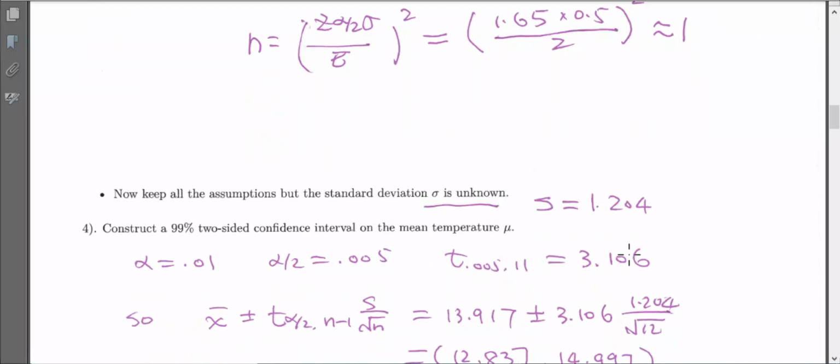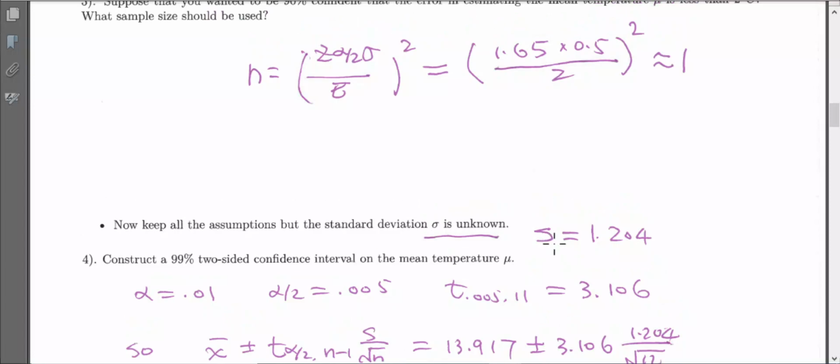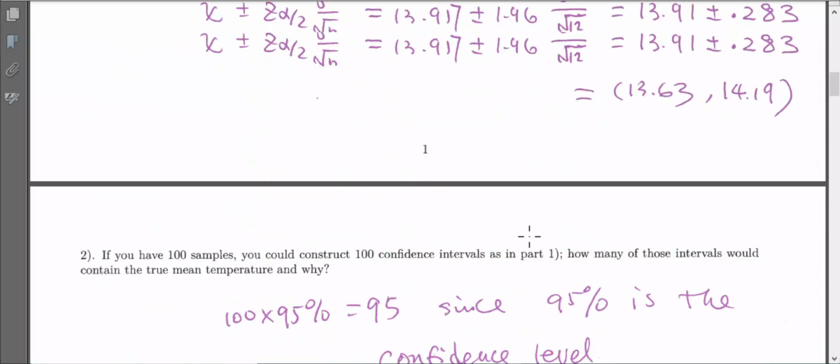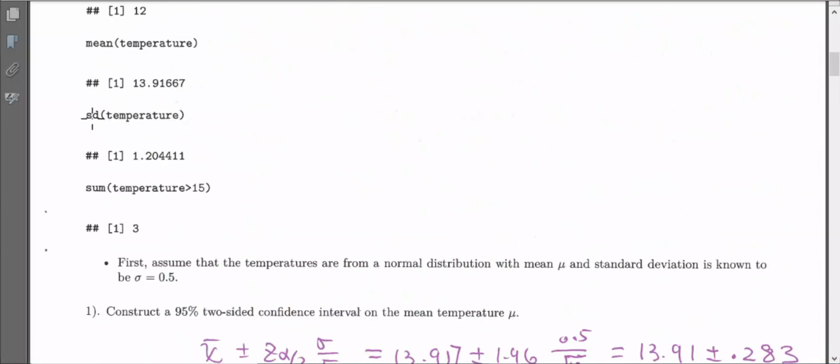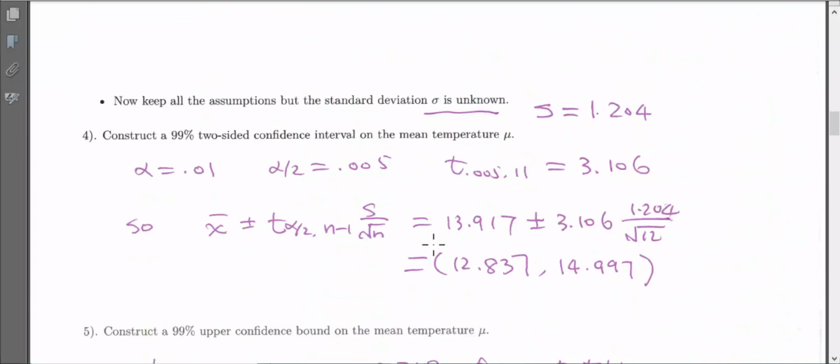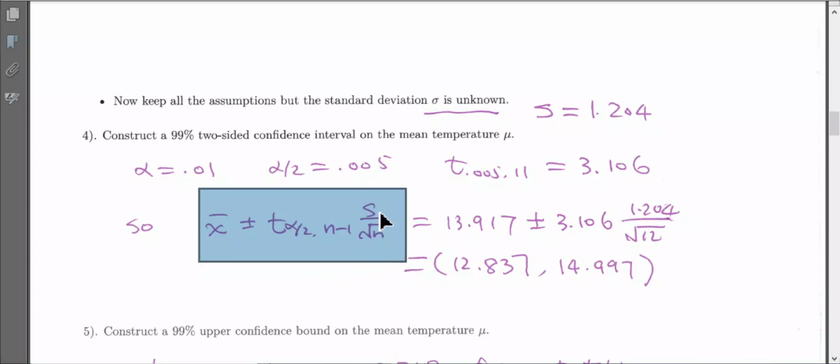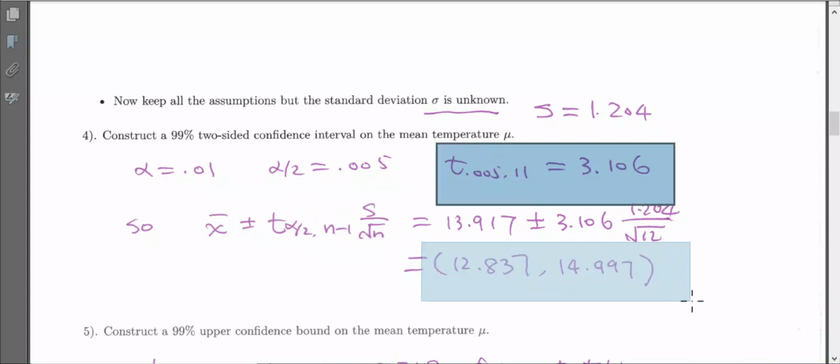Now if we do not know sigma, a good estimate for sigma is S, right? Because from the R output right here, that's S. So it's about this big. Since sigma is unknown, for the 99% two-sided confidence interval it becomes this formula now. We have to be careful: because we do not know sigma, we use t. That's why the critical value, the t value, comes from the t table. Then we plug it in, and we get this interval.